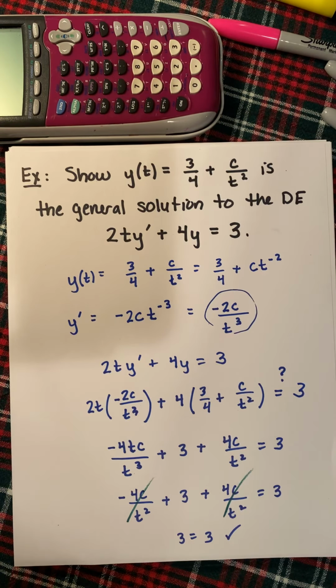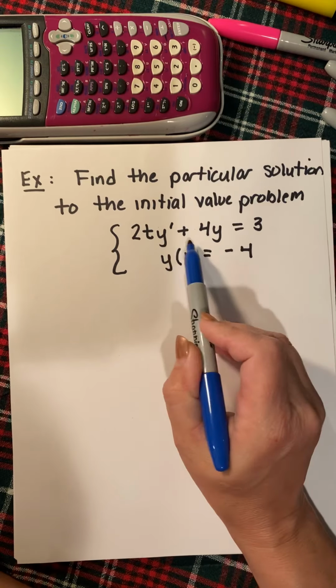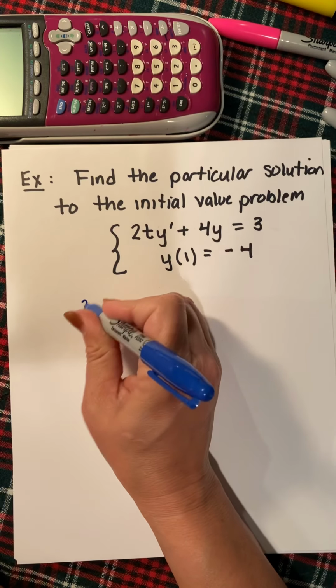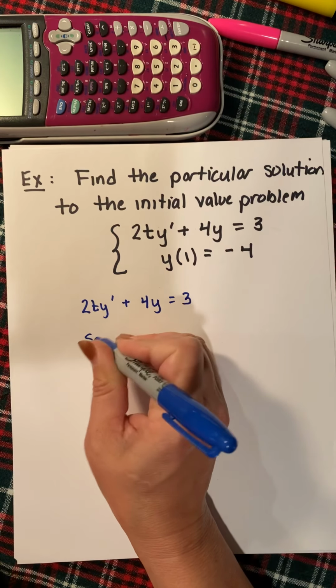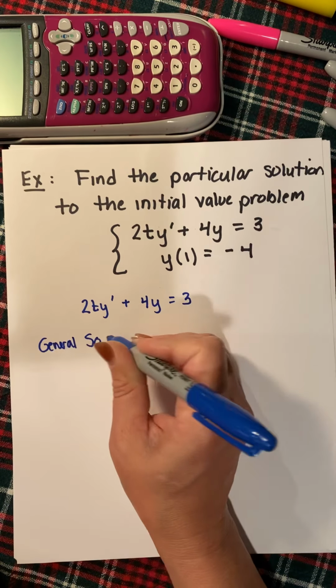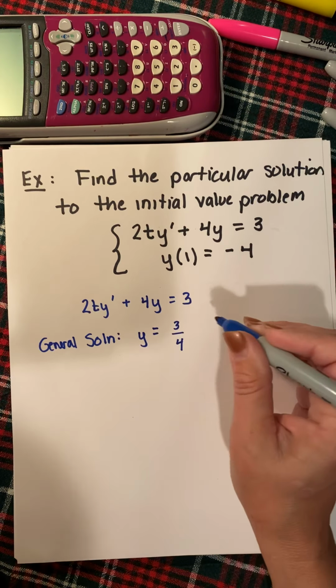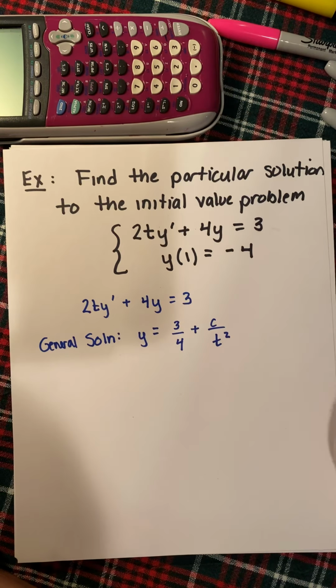All right. Let's look at the next problem. It says find the particular solution to the initial value problem, 2ty prime plus 4y equals 3, y of 1 equals negative 4. Well, for 2t y prime plus 4y equals 3, we already know the general solution is y is equal to 3/4 plus c over t squared. From the previous page, I told you the general solution. So in this section, we're not learning how to solve differential equations. We are showing how to show that a solution is in fact a solution to the differential equation. So this is the general solution. We checked in the last page that this in fact satisfies this equation.